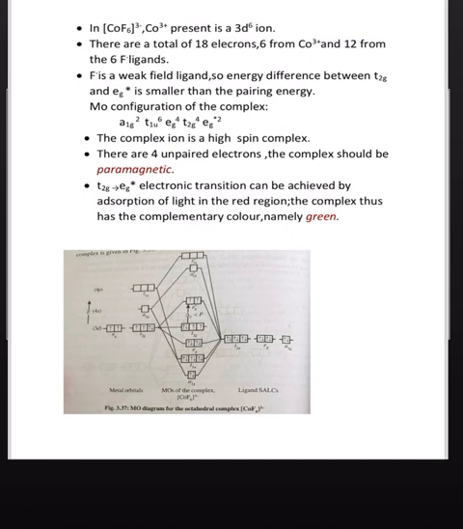Molecular orbital configuration of the complex: a1g2 t1u6 eg4 t2g4 eg*2. The complex ion is a high spin complex. There are 4 unpaired electrons. The complex should be paramagnetic. The t2g to eg* electronic transition can be achieved by absorption of light in the red region. The complex thus has the complementary color, namely green.